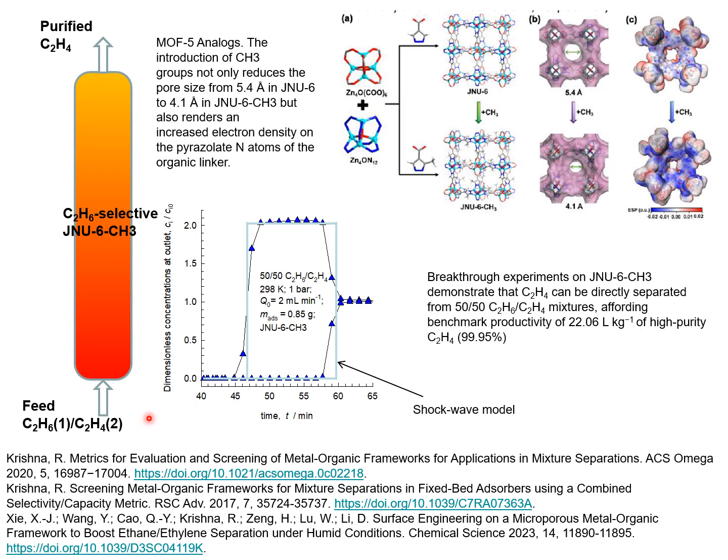Let us gain an understanding of the analysis of breakthrough experiments. I show here an example of experimental breakthroughs for 50-50 mixtures in the C2H6 selective MOF JNU6CH3. The introduction of CH3 groups not only reduces the pore size from 5.4 angstrom in JNU6, that is a MOF5 analog. The pore size is reduced to 4.1 angstrom in JNU6CH3.